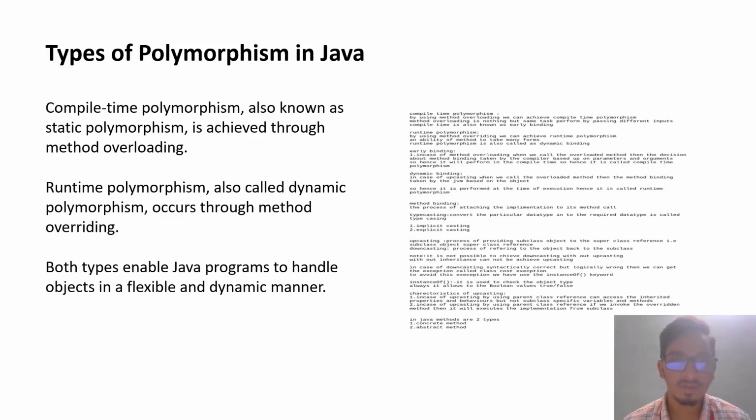Types of polymorphism in Java. Compile time polymorphism, also known as static polymorphism, is achieved through method overloading. Runtime polymorphism, also called dynamic polymorphism, occurs through method overriding. Both types enable Java programs to handle objects in a flexible and dynamic manner.